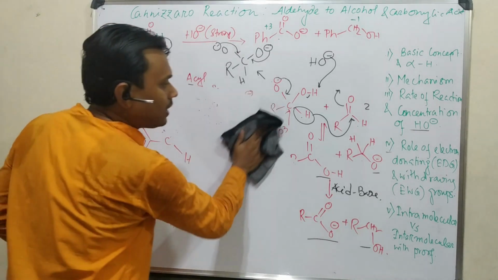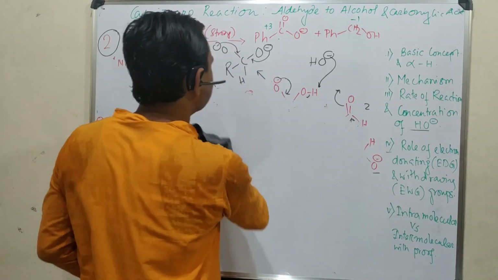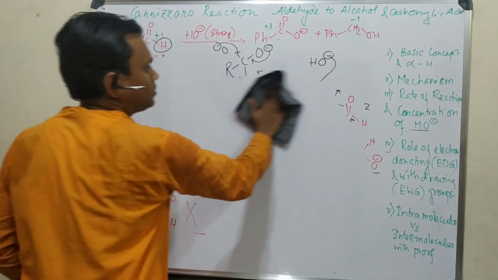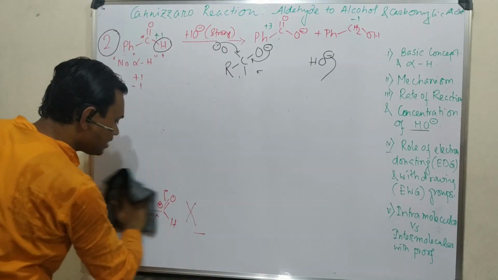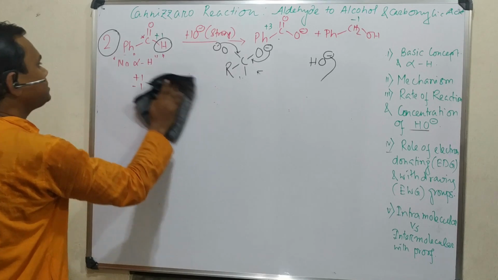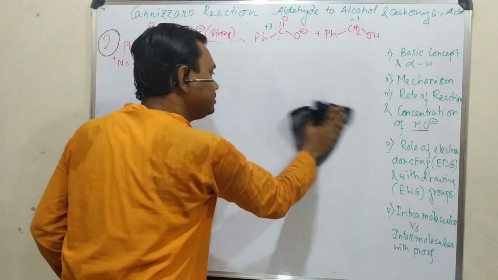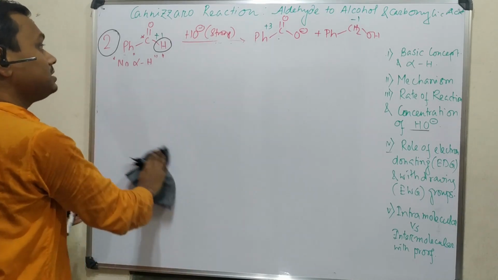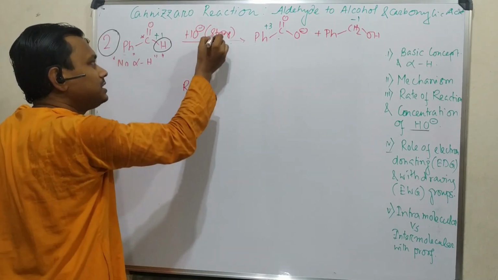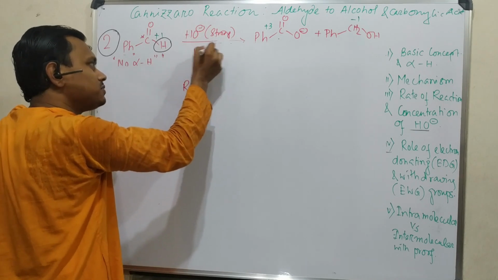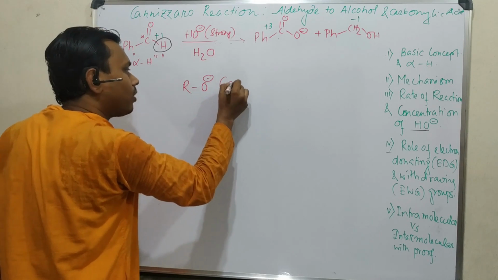Now we have discussed the role of electrons. The last question is intramolecular versus intermolecular. I have already explained how intermolecular works, so let's discuss how intramolecular works. In this case, instead of alkali, we will take alkoxide. The alkali reaction was in water, an aqueous medium. Now we will take alkoxide in alcohol.